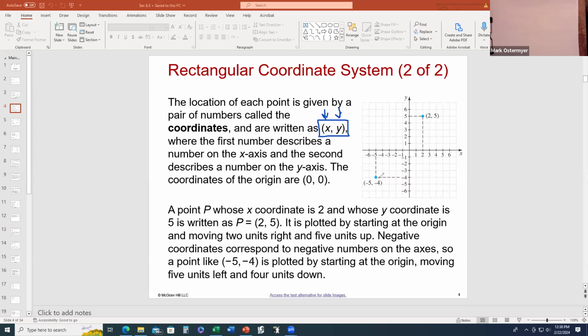All right, let's plot the point (-5, -4), starting at the origin. I go 5 units in the negative direction along the x-axis. Then I go down 4 units parallel to the y-axis: -1, -2, -3, -4. So 5 to the left on the x-axis, down 4 parallel to the y-axis, and we land at this point, (-5, -4), which is in the third quadrant. Any questions about how those points have been plotted so far?